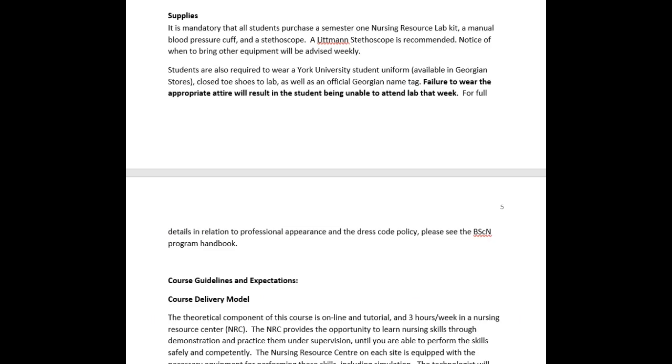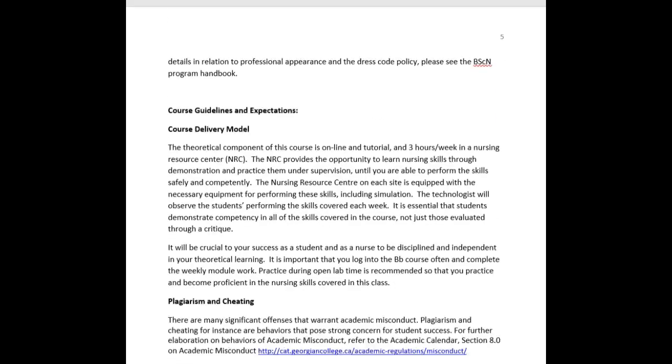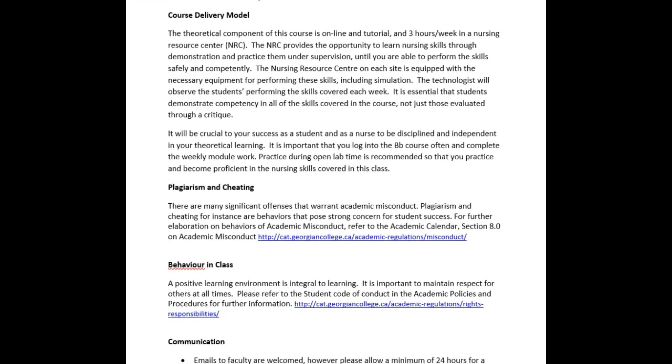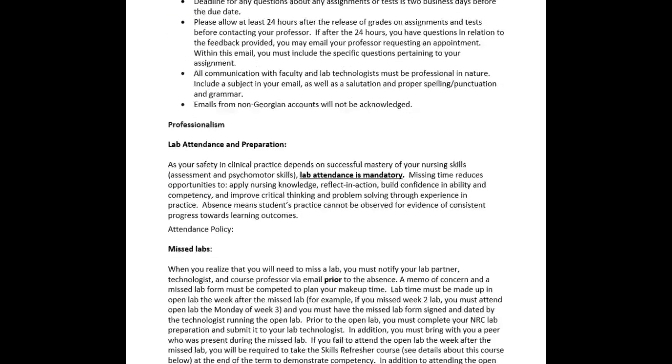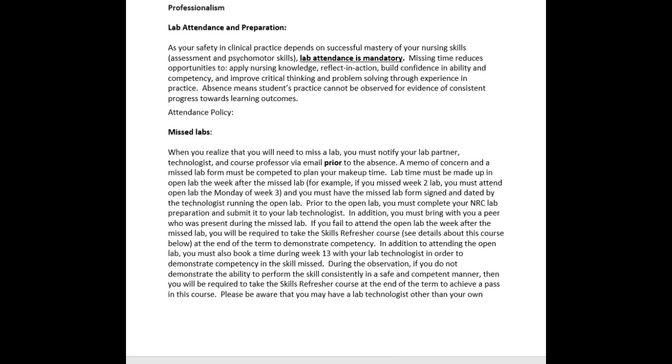As you continue to scroll down in the syllabus, you will see that there is information about the supplies that you're going to require for the lab. So you should be reviewing and reading through this, as well as a little bit of information about the course delivery model and behavior and communication within the course. So please take the time to really look at and review the syllabus document.